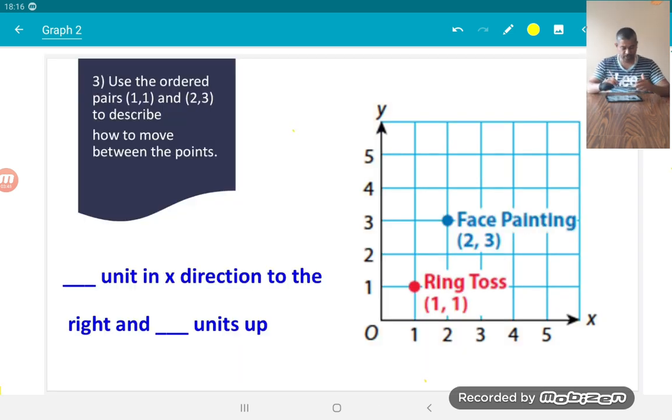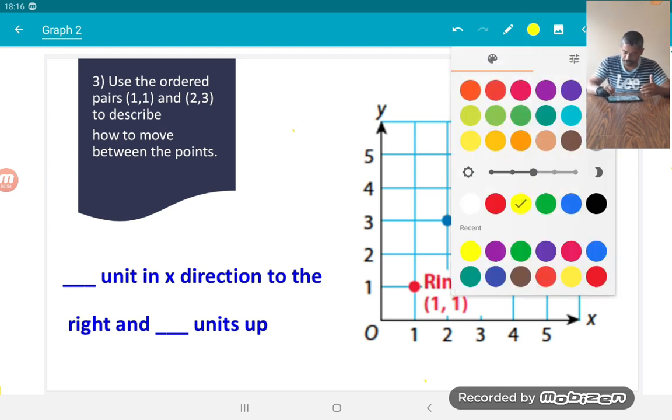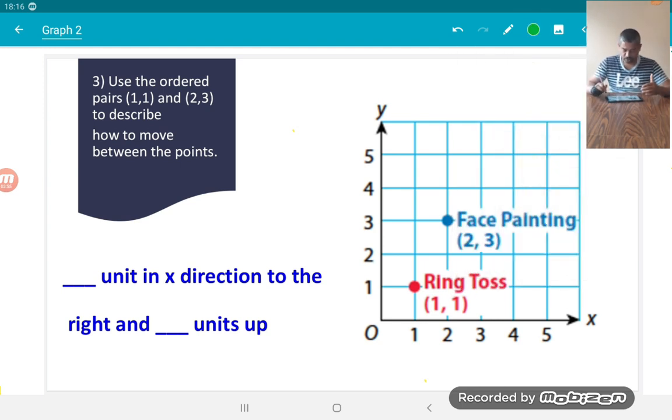Let us continue to the third problem. Use the ordered pairs 1, 1 and 2, 3 to describe how to move between the points. So from the previous problem, we know that ring toss is at 1, 1 and face painting is at 2, 3. And we also discussed that if we need to move from ring toss to face painting, we can move 1 unit right and 2 units up.